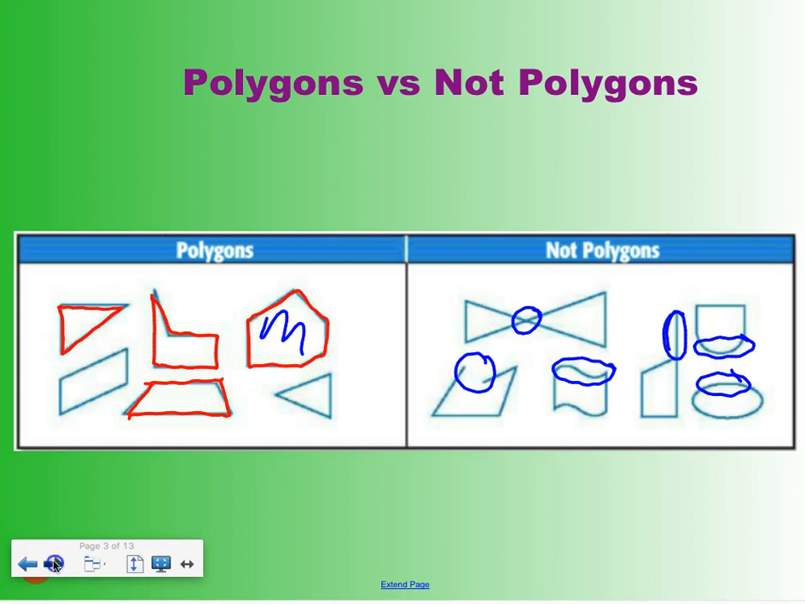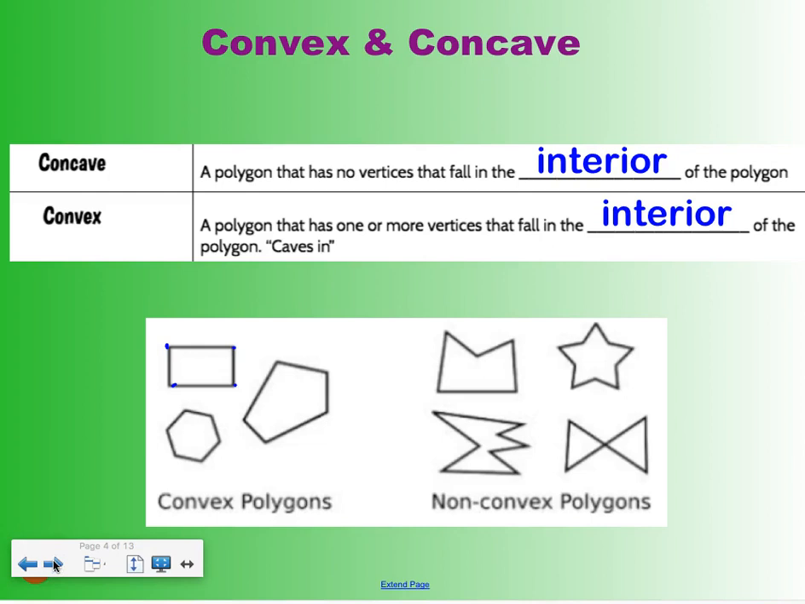I am the worst, and I am the queen of typos, and I misplaced these. Will you guys fix this for me? This should say convex. And this one should say concave. I apologize. I'm sorry. I didn't catch that till just a few minutes ago, and I'd already run your copies off. Otherwise, I would have changed it.